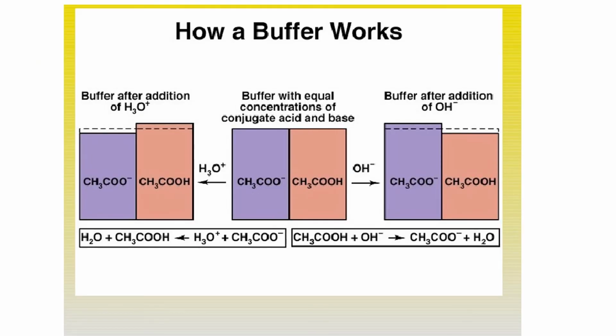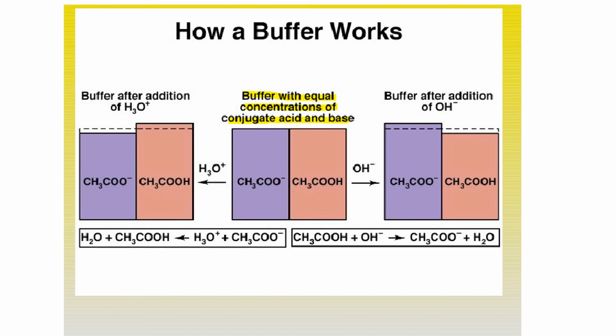Let's talk just a little bit about how a buffer works, and this diagram is a little bit color coded. What you see in the reddish orange represents acids. What you see in the purple represents bases. So starting in the middle, a buffer starts with equal concentrations of conjugate acid and conjugate base. And that's what you see in the middle. You see equal amounts of the acid in red and the base in purple. What ends up happening is these act sort of like molecular sponges. They can soak up extra H+ or extra OH-.